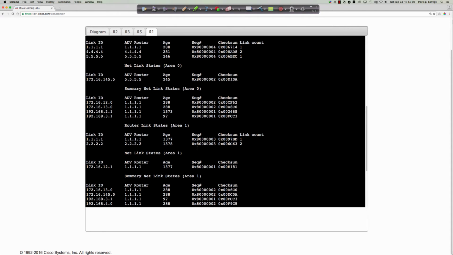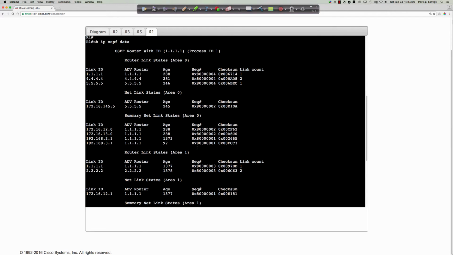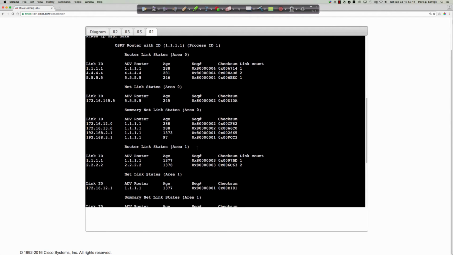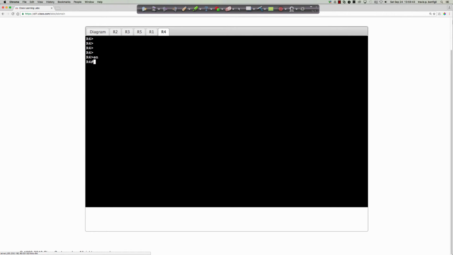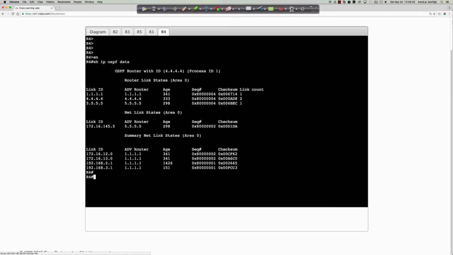Router 1 has interfaces in 3 different OSPF areas, which means it needs to have a full copy of the link state database for each of those 3 areas, because it is the gatekeeper as an area border router at those area boundaries. That's why the information you're seeing here is far more comprehensive than on just a member router, for example router 4. We come over to router 4 and say show IP OSPF database, and that's it. That's all router 4 has.